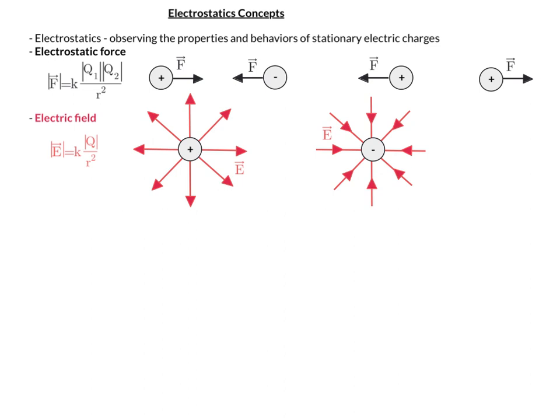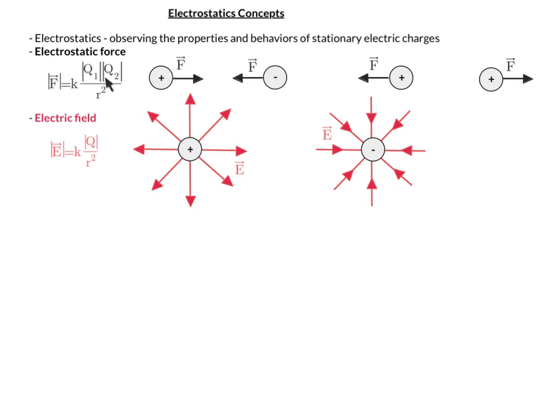The magnitude of the electric field is directly proportional to the charge in magnitude and inversely proportional to the distance squared from the charge. And again, the proportionality constant is this K.